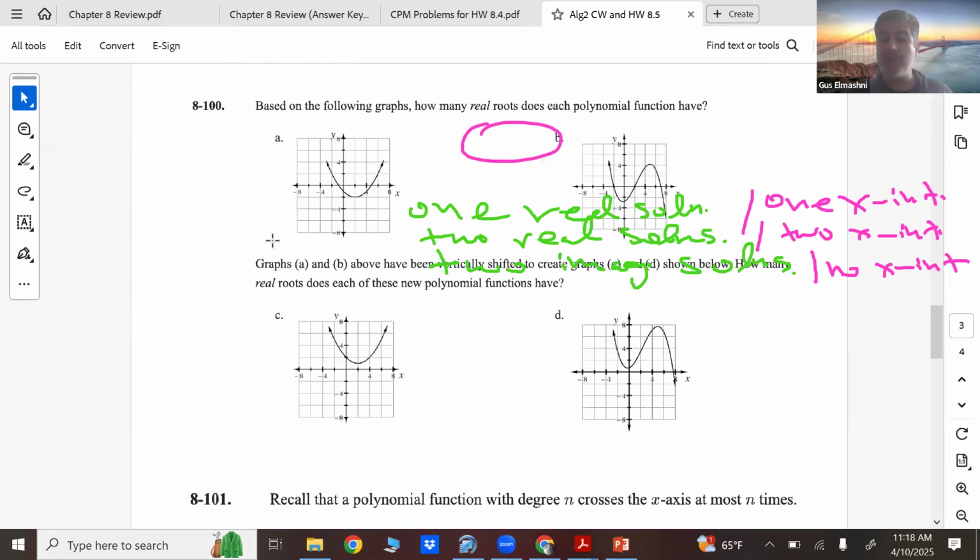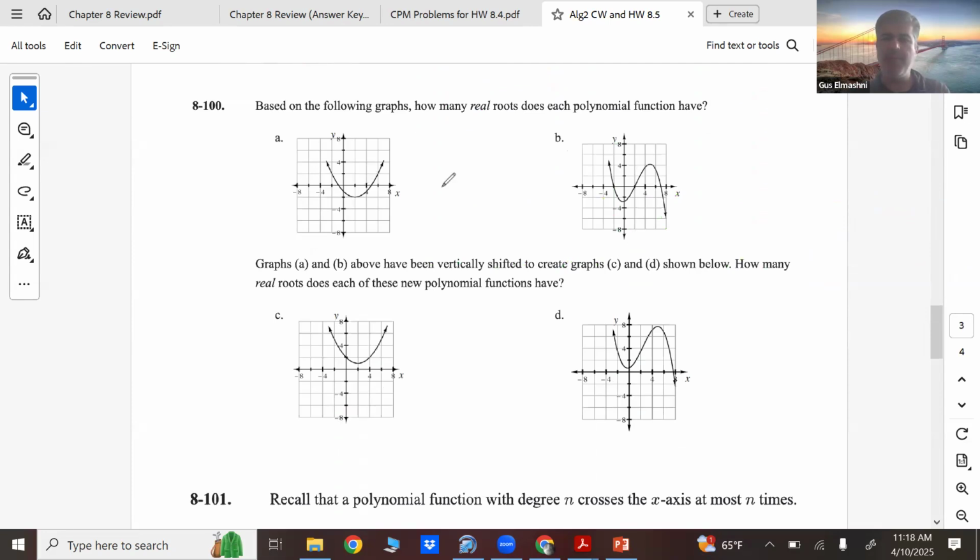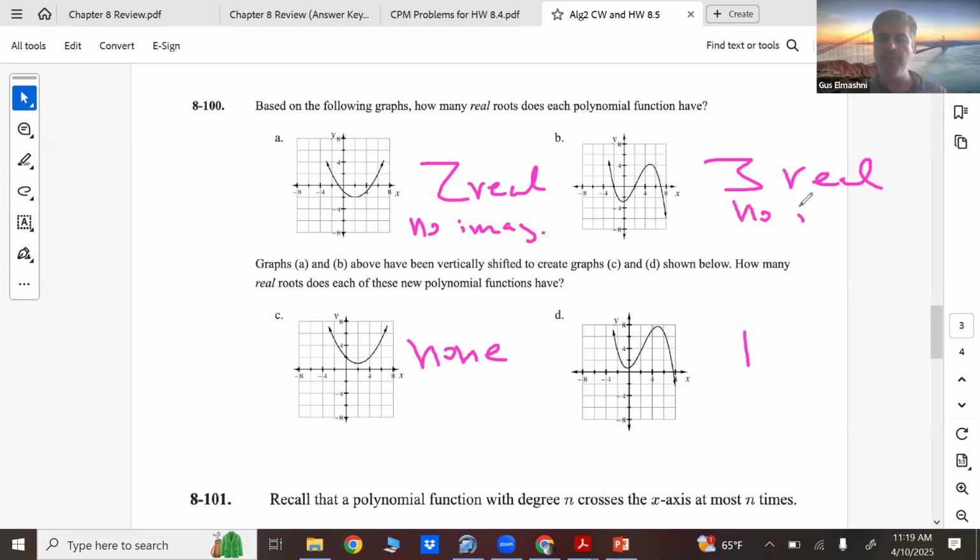So how many real roots does this have? Well, obviously this has 2, right? And obviously this has 3. That's pretty obvious, right? This has none. And this has 1. So what this means is that there's 2 real and no imaginary. This is 3 real and no imaginary. This is none. That's 2 imaginary. That's 1 real, 2 imaginary. So that's what's happening there.